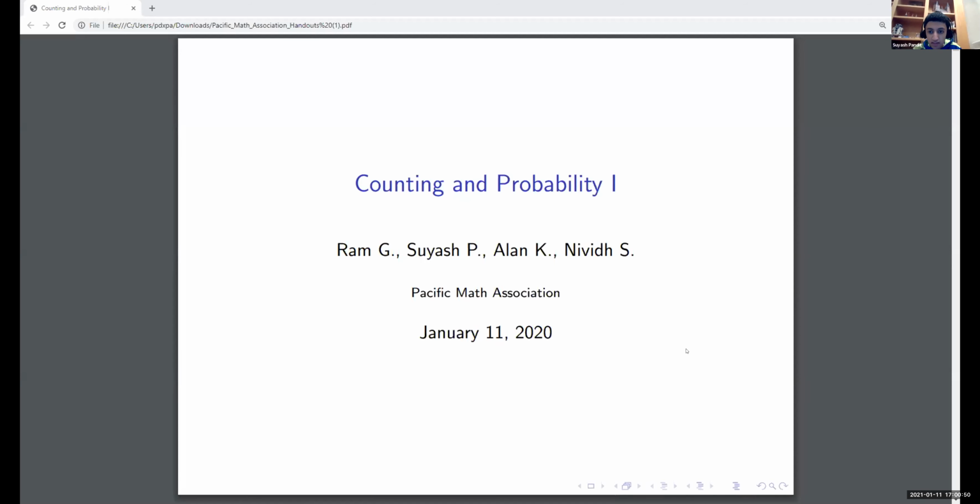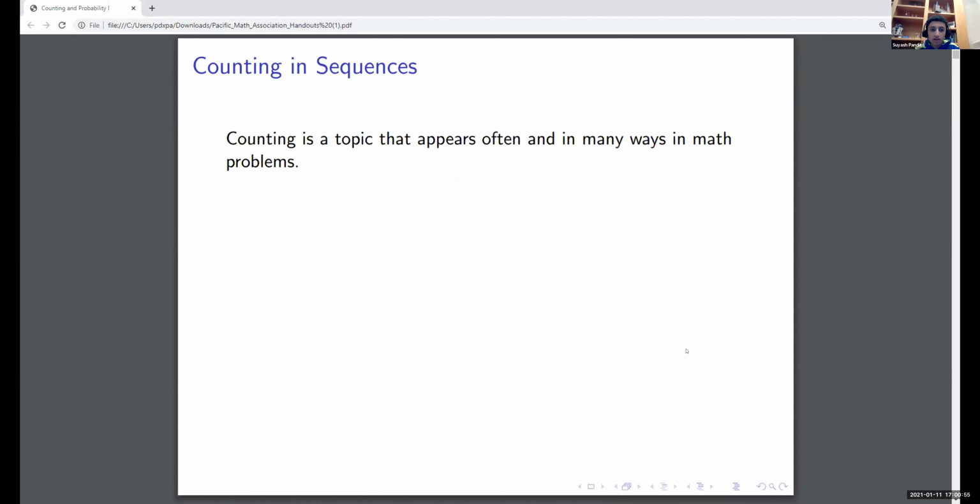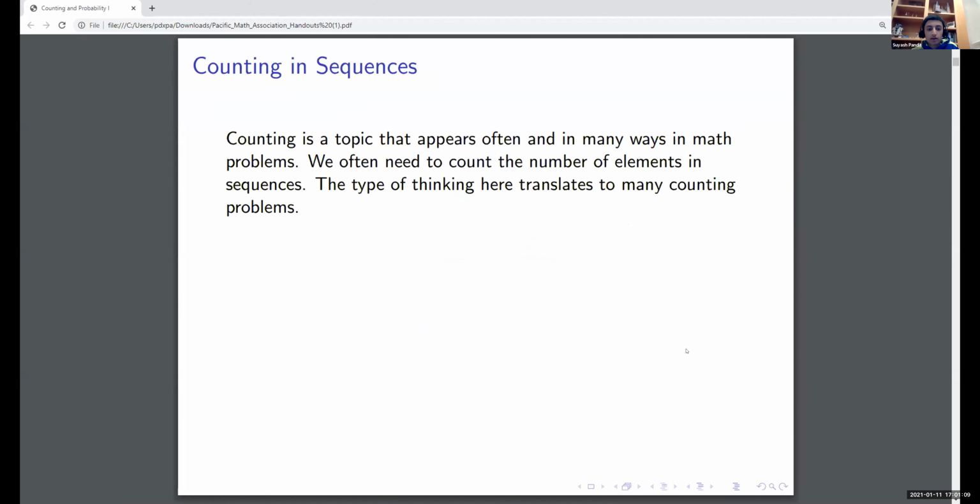By the way, please let us know if you have questions at any point. The first subtopic we are going to discuss is counting in sequences. This appears in lots of places. Sometimes when you're solving a problem, it reduces to counting in sequences. So we want to count the number of elements in sequences, and that's going to help us in a lot of different types of counting problems.